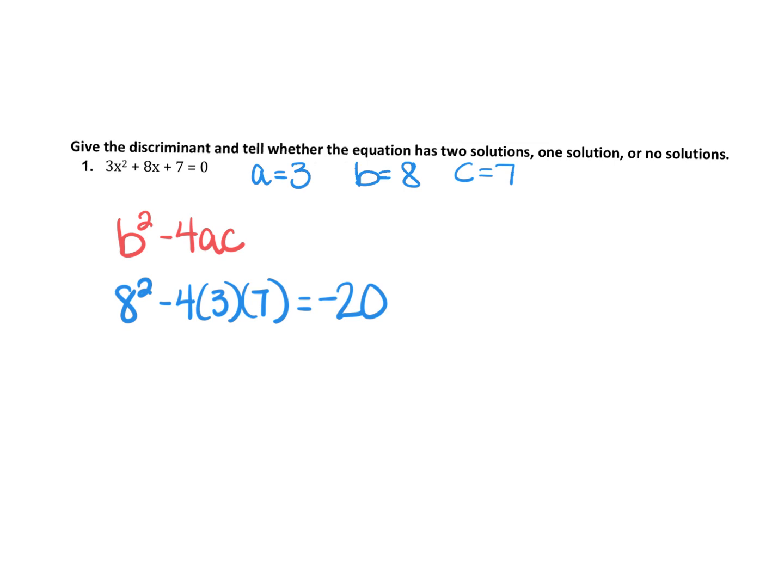All right, now let's talk about that. Because we have a negative 20, remember we said that if you end up with a negative number when you simplify the discriminant, that means that there are no solutions. Because it's a negative, there are no solutions.